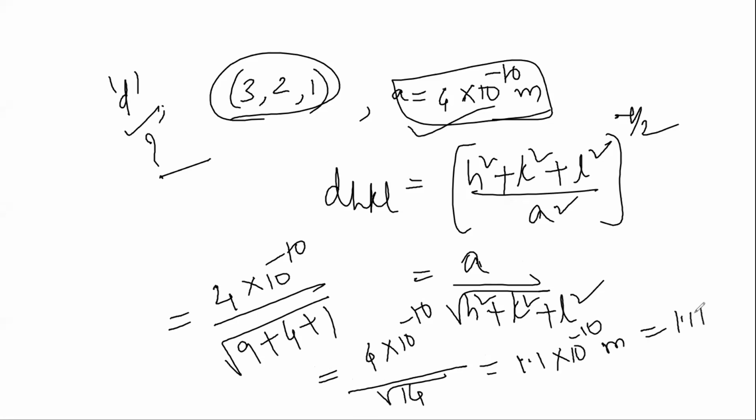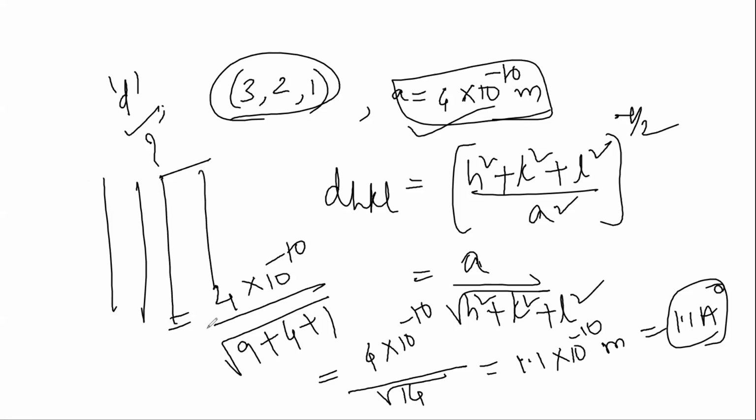This is 1.1 angstrom. This is D, interplanar spacing between any two planes of 3 2 1. What is the interplanar spacing? D of 3 2 1 is 1.1 angstroms. And what is the lattice parameter? A, that is axial length, A is 4 into 10 power minus 10 meter. Okay, students, so these are the two problems which I want to discuss with you in your class.